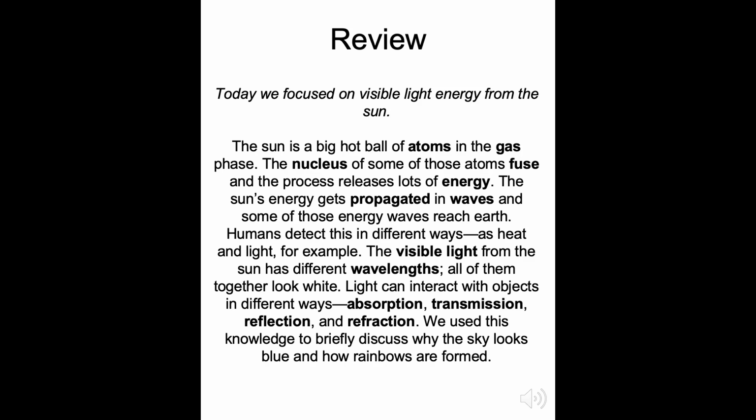The light from the sun has different wavelengths, and all of them together look white. Light can interact with objects in different ways. We reviewed absorption, transmission, reflection, and refraction. We use this knowledge to briefly discuss why the sky looks blue and how rainbows are formed.